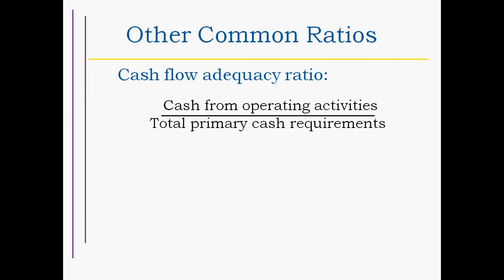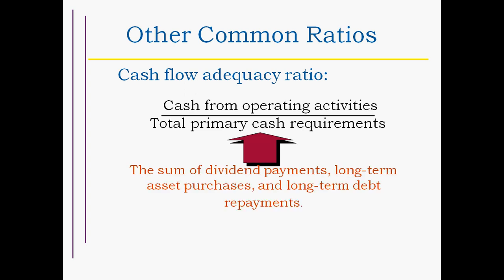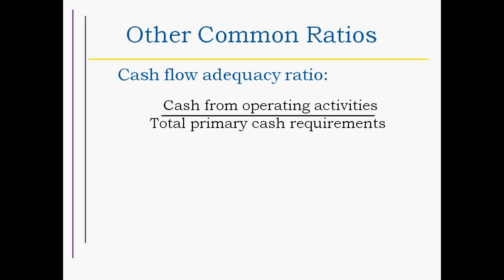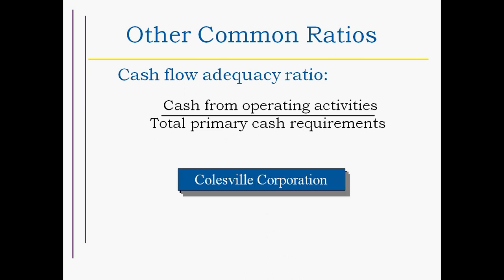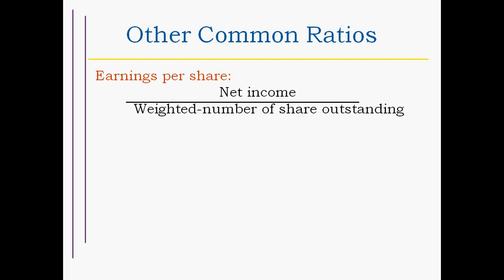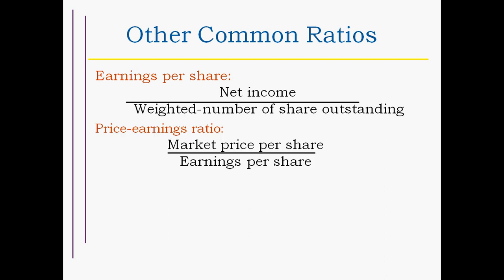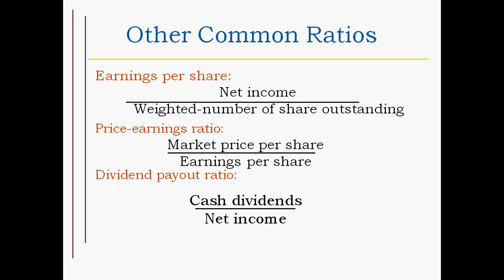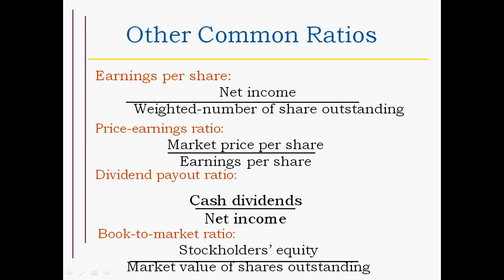Another common ratio is the cash flow adequacy ratio: the sum of dividend payments, long-term asset purchases, and long-term debt repayments. You can see in 2007 it is 1.13. Earnings per share is net income divided by the weighted number of shares outstanding. Then the price earning ratio, the dividend payout ratio, which is cash dividend divided by net income, and the book to market ratio, stockholder equity divided by market value of shares outstanding.